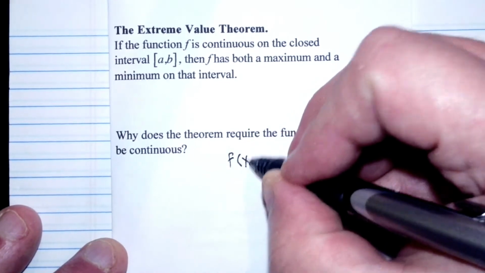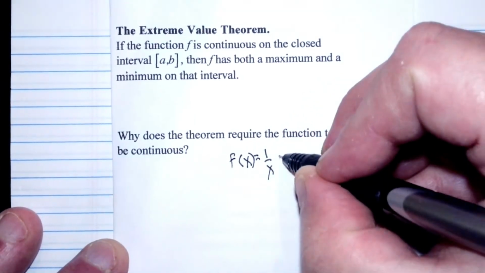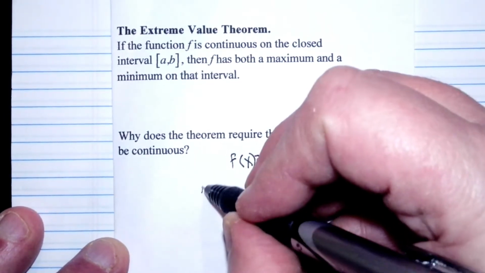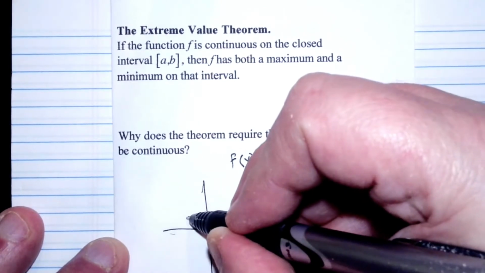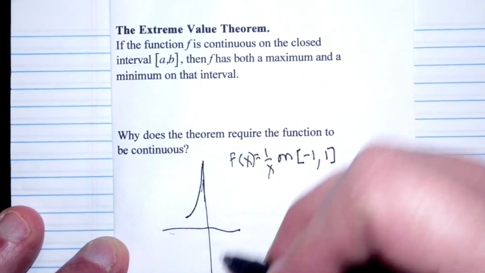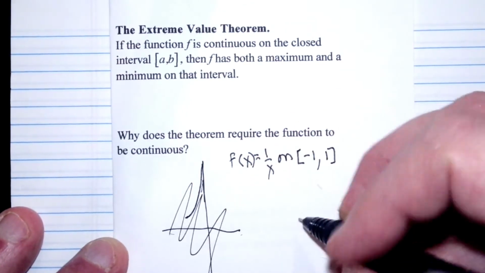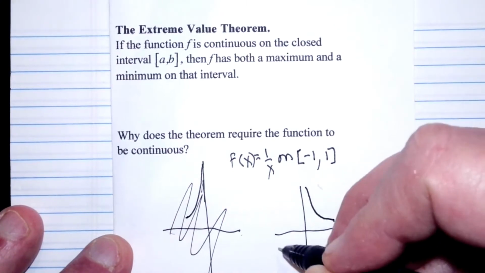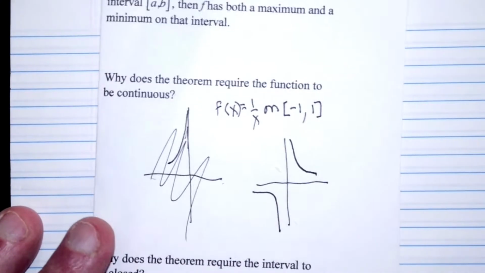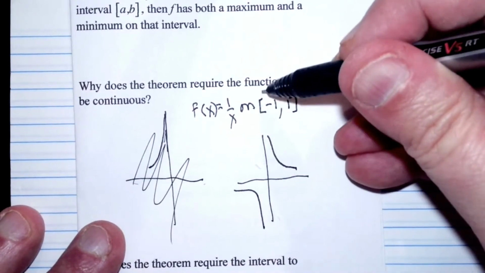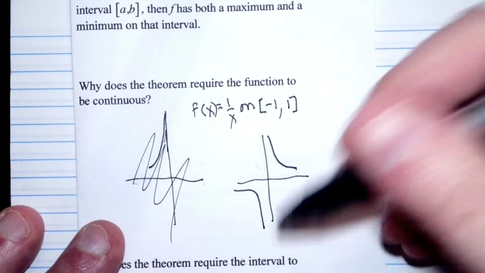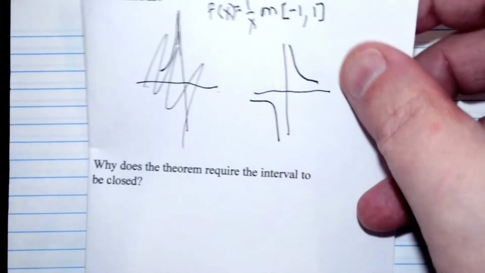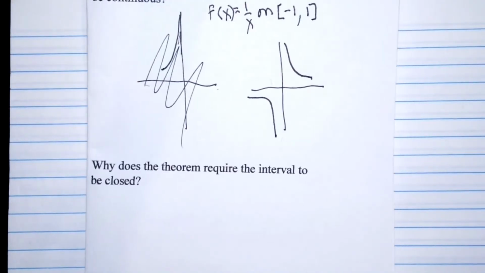Well, how about the function f of x equals 1 over x on the closed interval from -1 to 1? That graph would look not like that. That graph would look something kind of like that. There is no maximum because the graph keeps going forever, both up and down, so there's no minimum either. So why does the theorem require the interval to be closed in order to guarantee that there is a maximum or minimum?